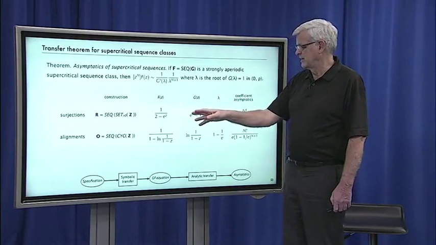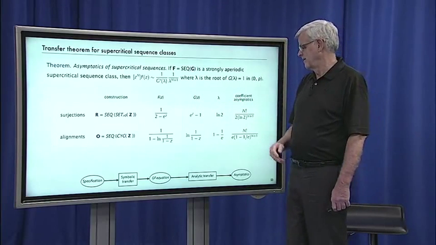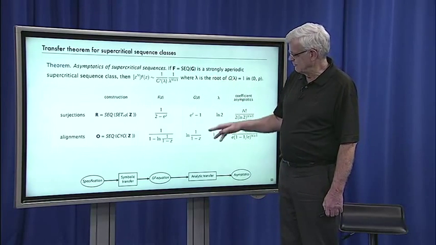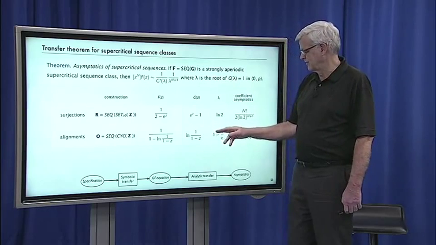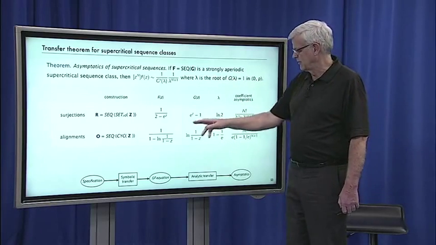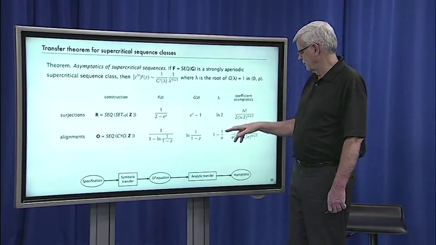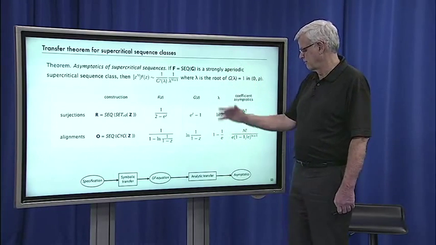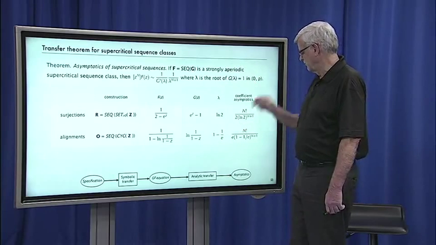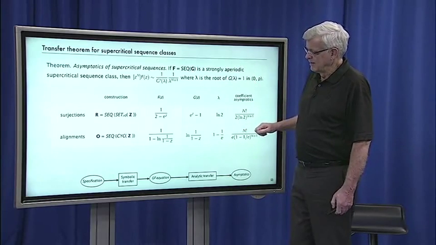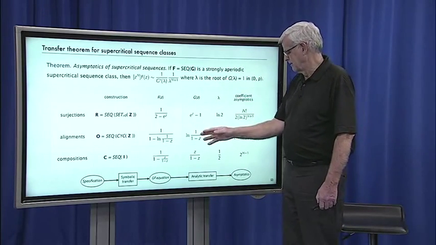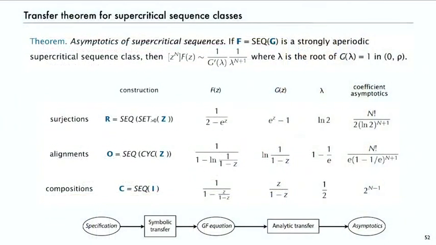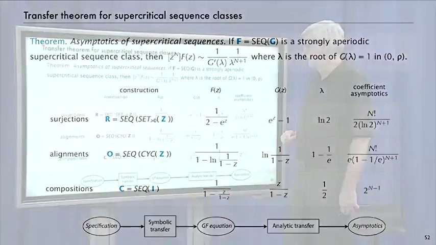And here's another one that we did, alignments. So now g of z is log of 1 over 1 minus z. Where does log of 1 over 1 minus z equal 1? We already did that calculation. It's 1 minus 1 over e, boom, 1 over that to the n plus 1. Derivative is 1 over 1 minus z, evaluated at lambda is e, boom, that's it. Compositions, that's the one we've done. g of z is z over 1 minus z. Where's that equal to 1? At 1/2, boom, 2 to the n minus 1.